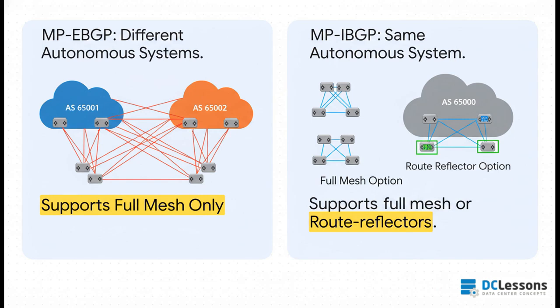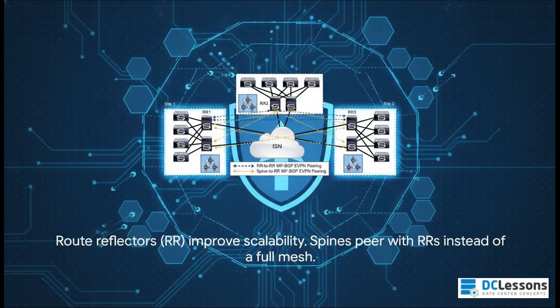Now, if your sites are in the same AS, you get to use internal BGP, or iBGP, which gives you the choice between that same full mesh or a much more scalable route reflector design. And this is where that route reflector model really shines. Instead of this crazy web of peerings, you just pick one or more spines in each site to act as route reflectors. Now, all the other spines only have to talk to the route reflectors. The reflectors then share all the routes between themselves. This hub-and-spoke model drastically cuts down on the number of BGP sessions, which simplifies your configuration and really improves scalability, especially if you have a lot of sites and a lot of spines.